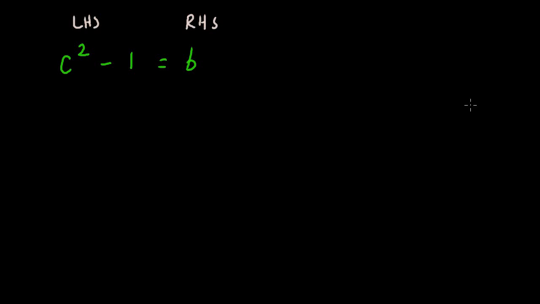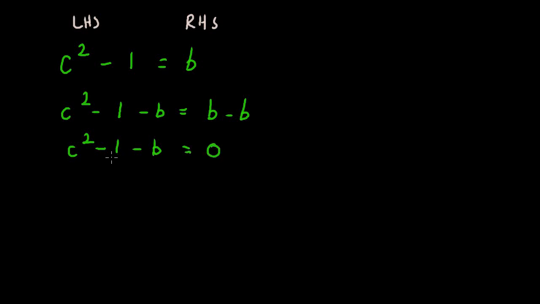So what we'd want to do is subtract b here from the right hand side, and whatever we do to the right hand side we also have to do to the left hand side. And so what we have is c squared minus 1 minus b equals b minus b. Then we simply evaluate, and so we're left with c squared minus 1 minus b equals 0.